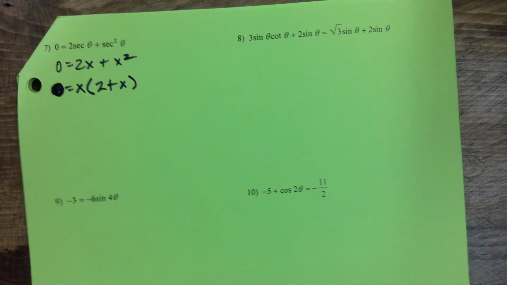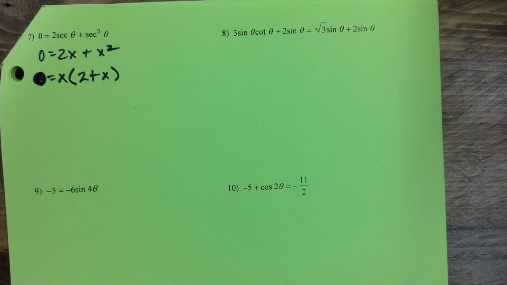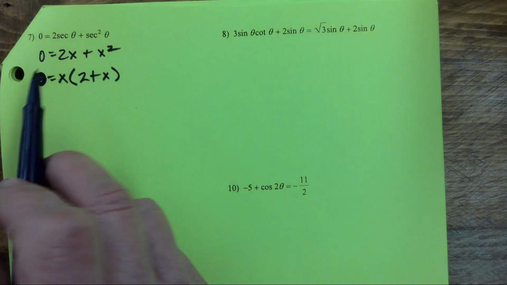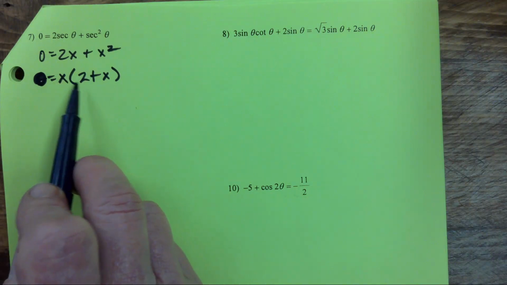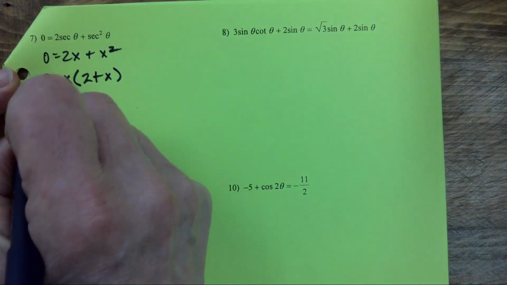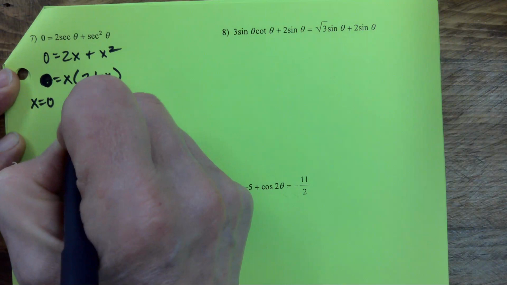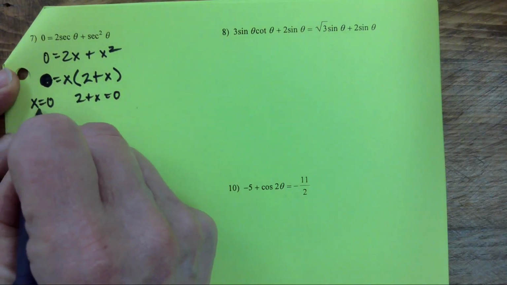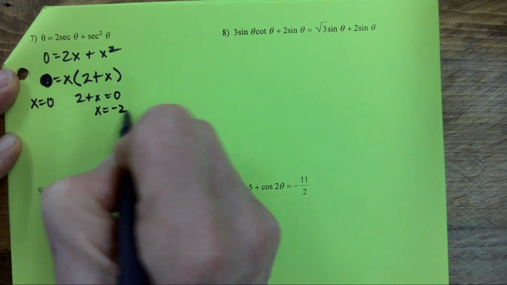I'm applying the zero product property. When you apply the zero product property, that means that you have to have it set equal to 0. And if your binomial in this case is equal to 0, and I factor it out, then each factor has to equal 0. So either x is 0 or 2 plus x is 0, meaning x is 0 there, or x is negative 2.